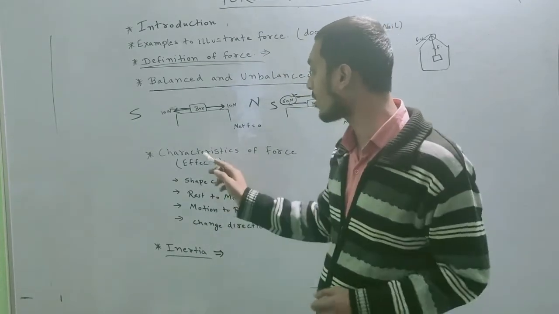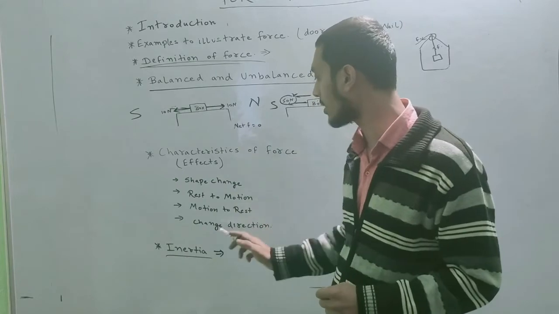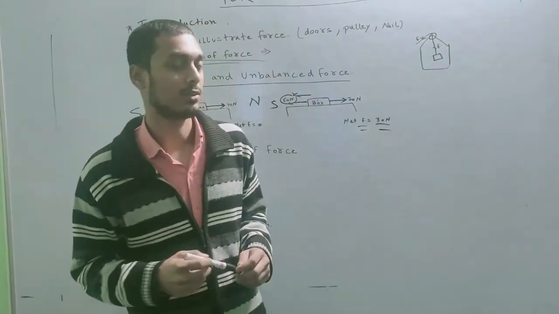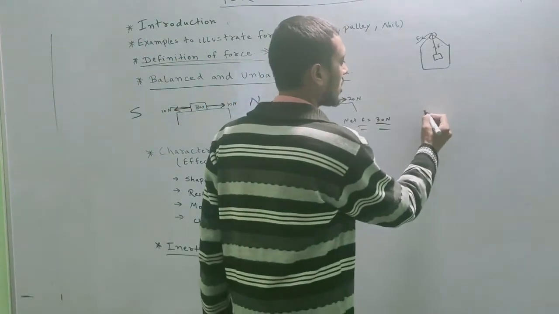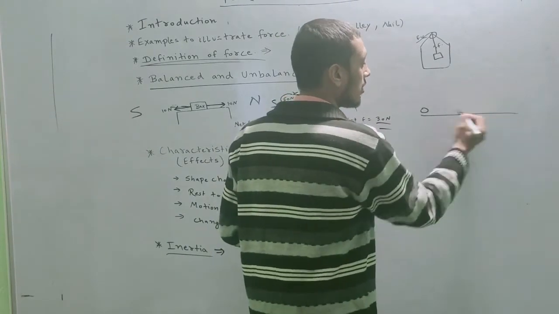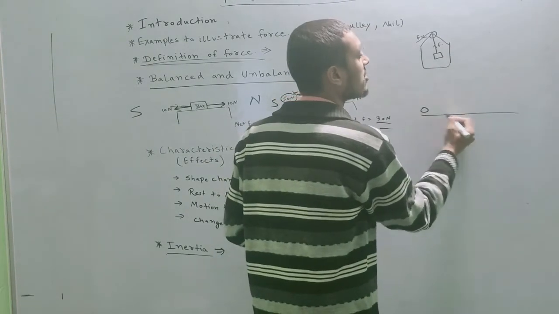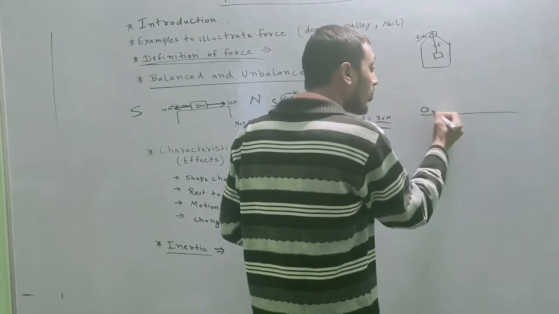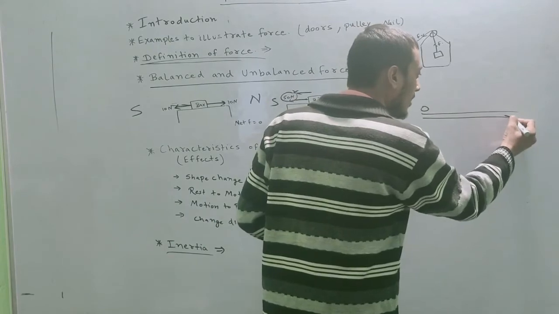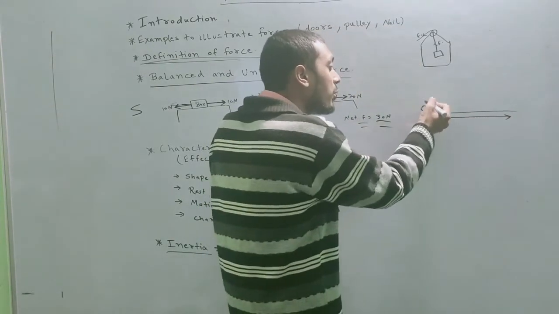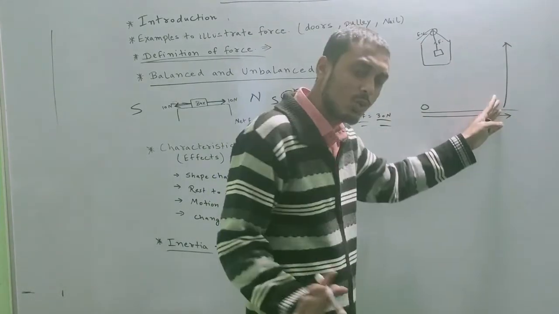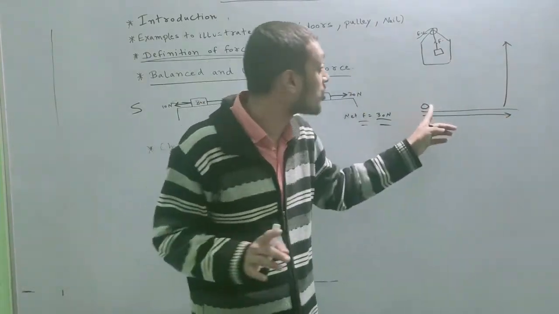Now the final effect of force is change of direction. For example, suppose a football is rolling on the ground in a straight path. Now the direction of the motion of the ball is in this direction. Suppose I want to make this ball move in this direction. Can it move by its own? No, not possible. We have to apply force here.